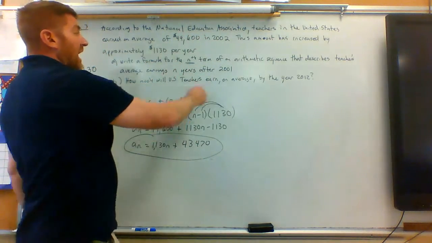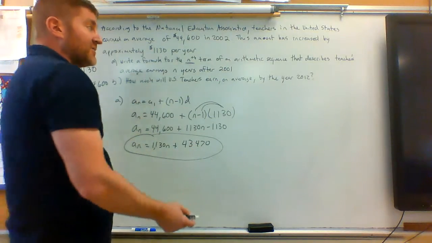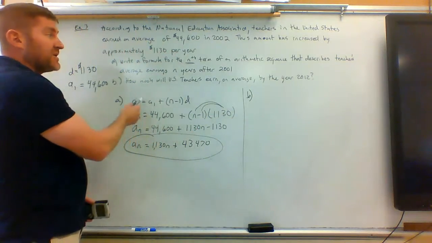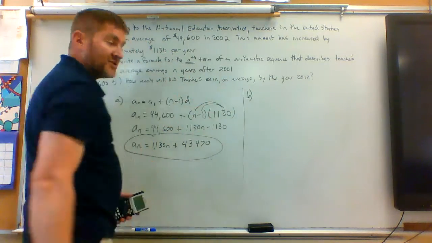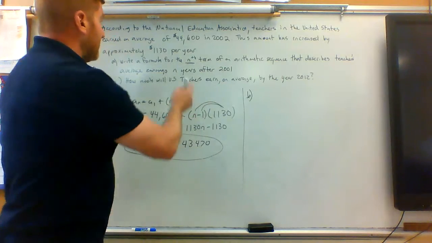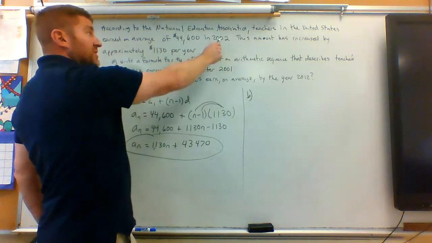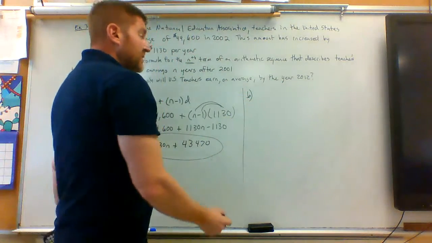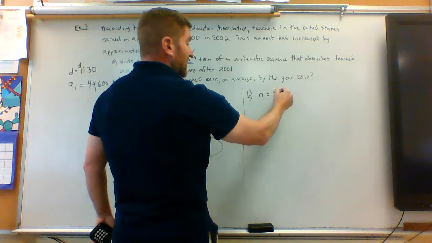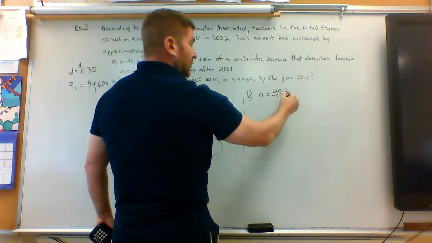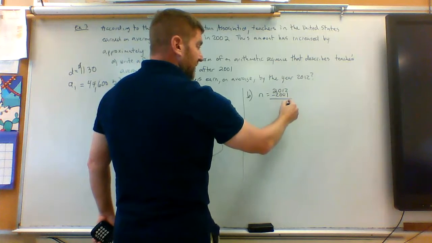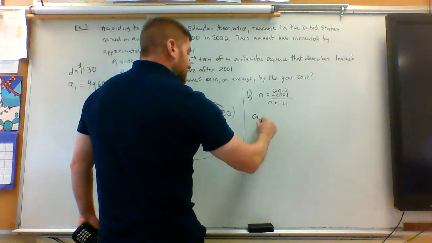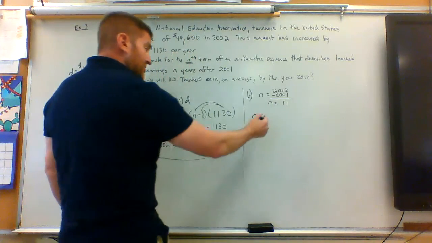Now, they want to know how much will they earn on average in 2012? So I'm not going to plug 2012 in here because n is years after 2001. So if 2001 is 0, 2002 is 1, what is the value of n in 2012? So n is just going to be 2012 minus 2001, which ends up being 11. So really, if I have this formula, I'm looking for a sub 11, the 11th term.